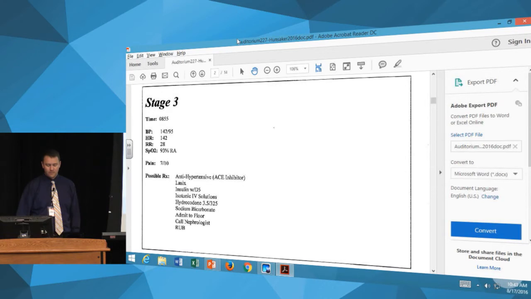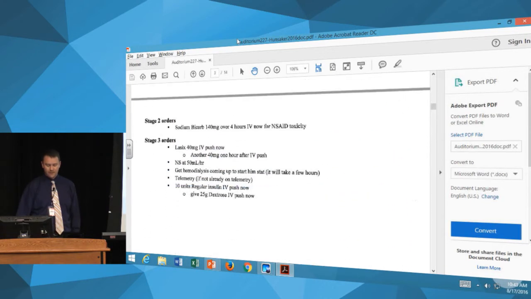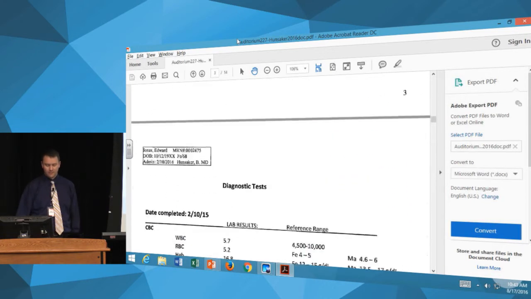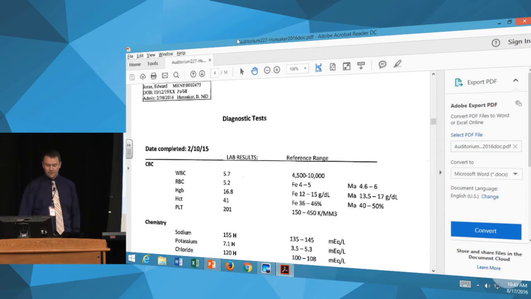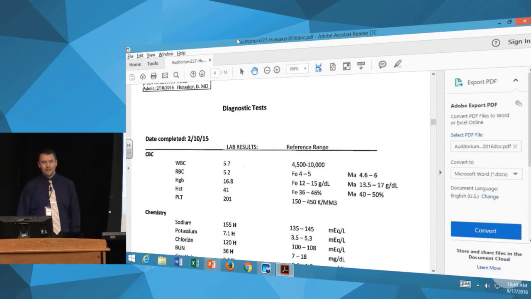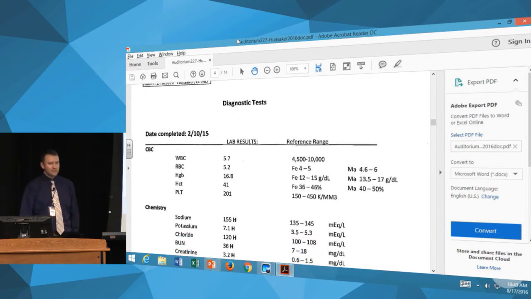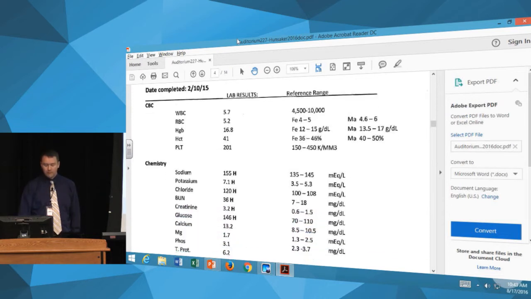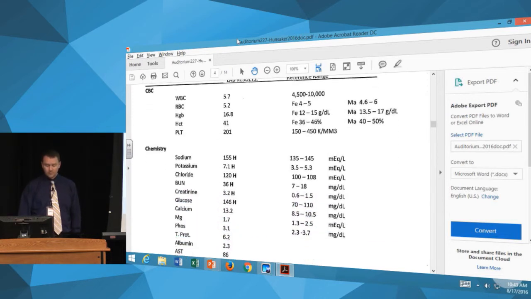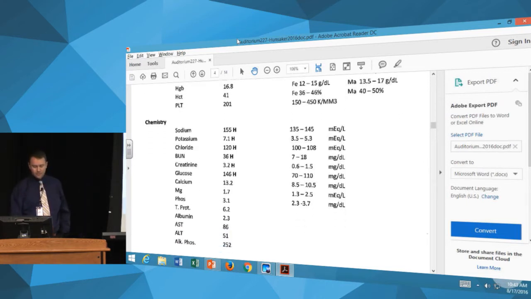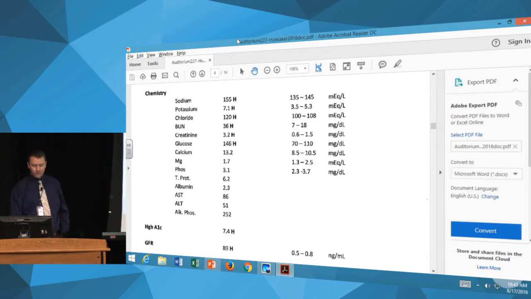Now, when we get back into the labs, the fun part is these lab results, and I don't want to dive into lab results so much, but the lab results look kind of blah. Nothing crazy. There's a few high things. The H on the side means high. And as we scroll down, the one on the bottom, the GFR, that's high.